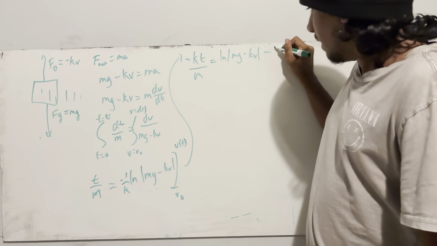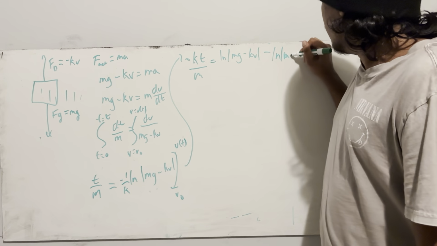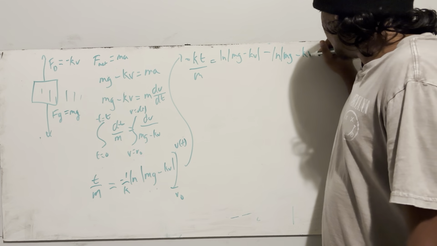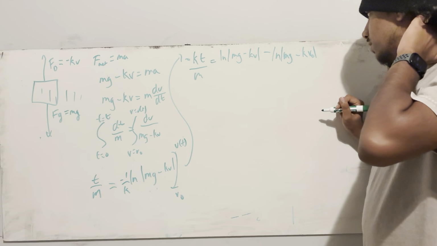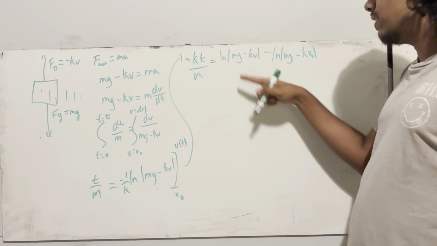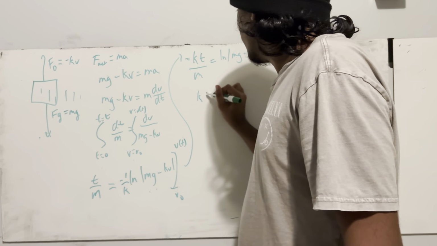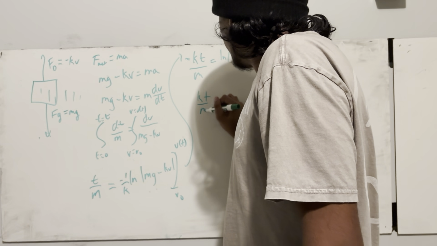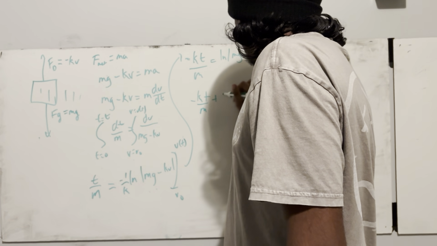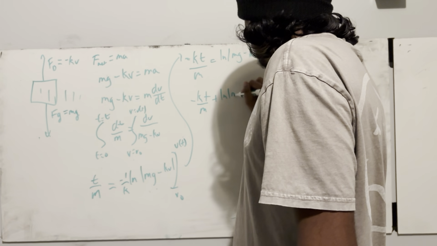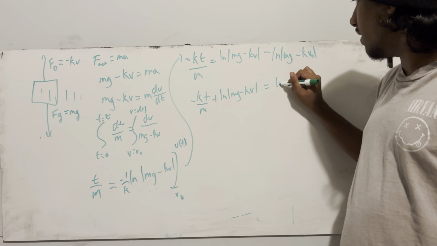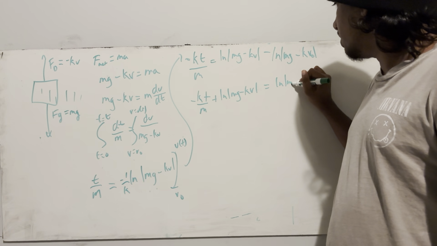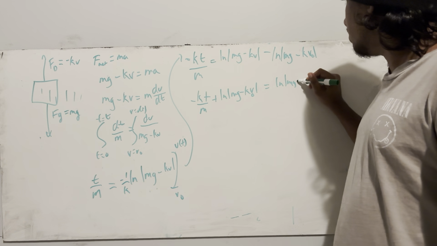So same thing, again, ln of mg minus kv naught. Same thing. So we're going to add this on that side. We're going to get negative kt over m, plus ln of mg minus kv equals ln of mg, no, v naught, my bad, mg minus kv naught.